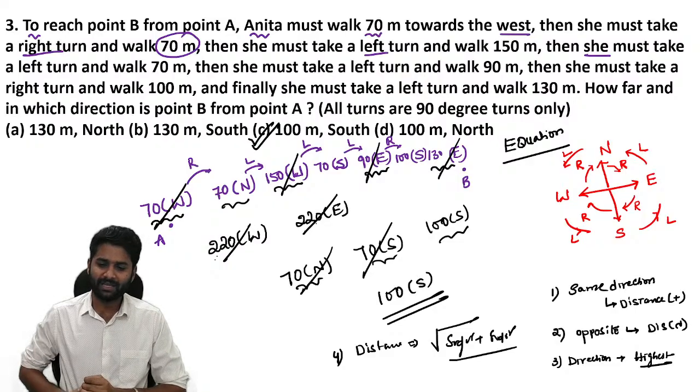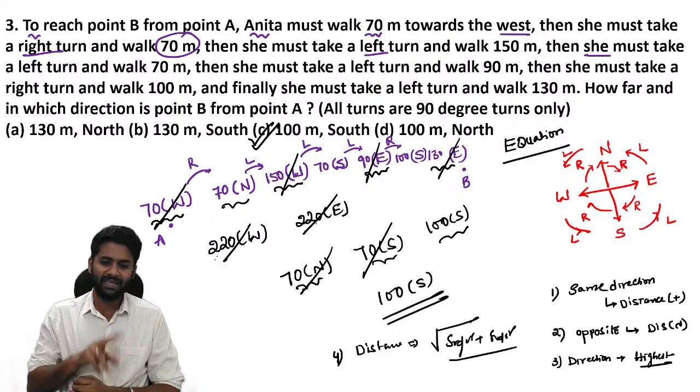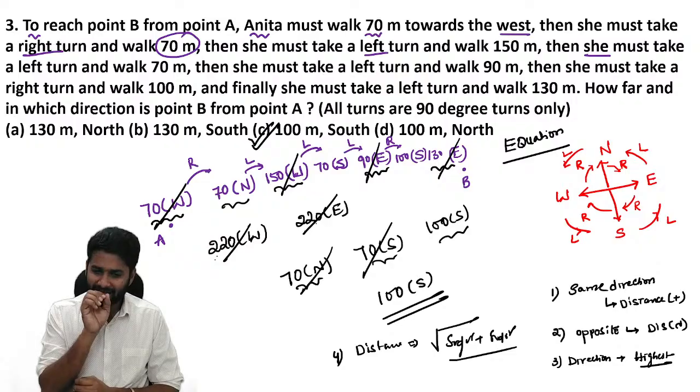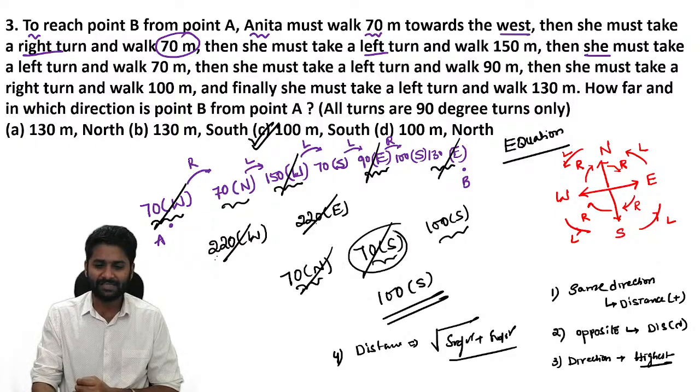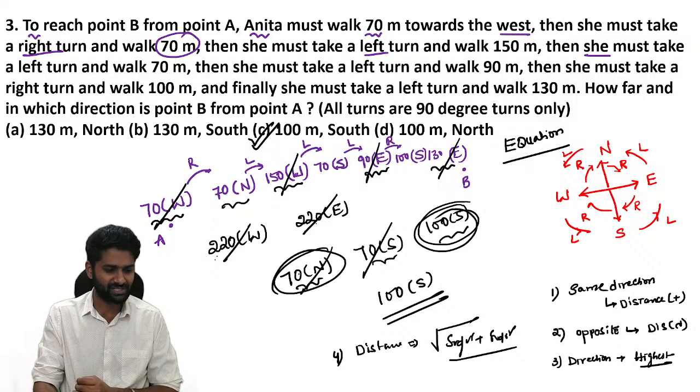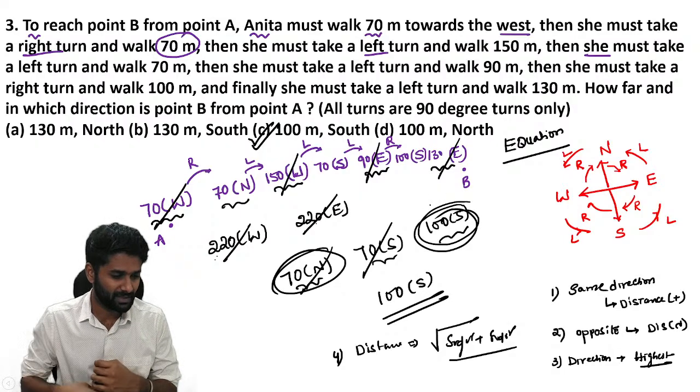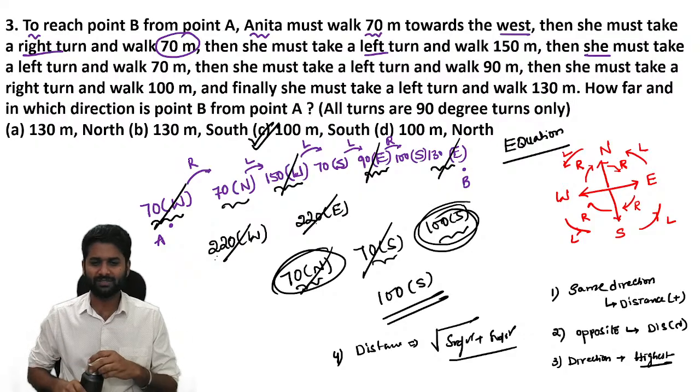If you see opposite directions, then find the difference. In any comparison, the highest number represents the direction. For example, if 70 north and 100 south, both are opposite directions, right? Then the answer must be 30 south. Why? Because the highest distance can be considered as the direction. So is this clear? Please let me know in the comments.